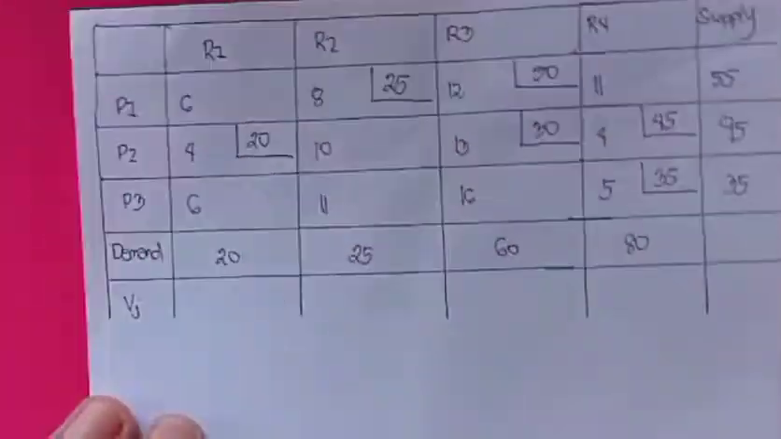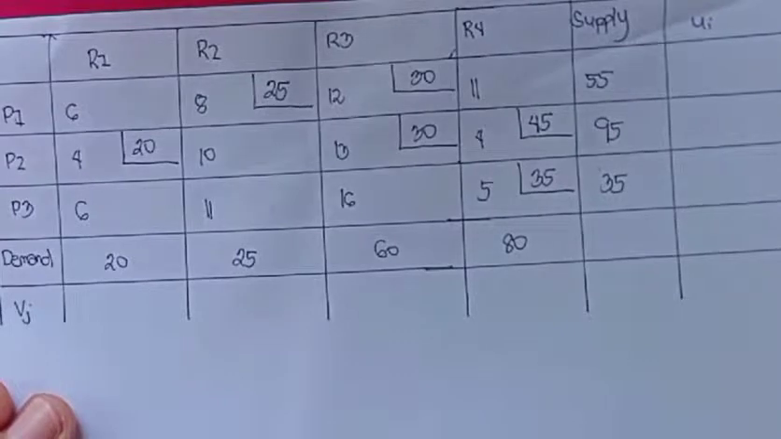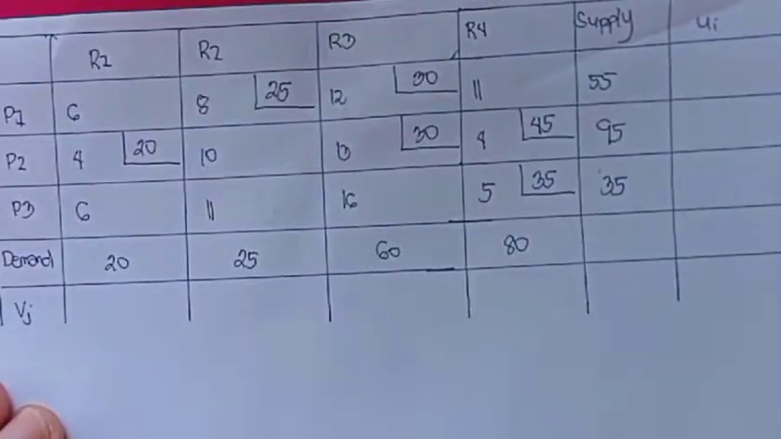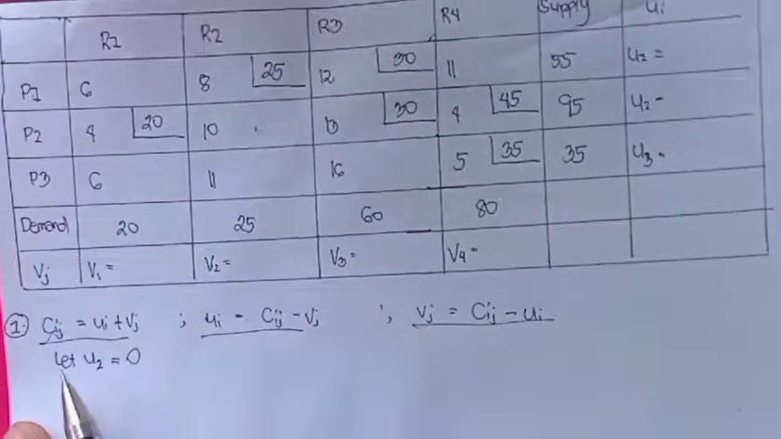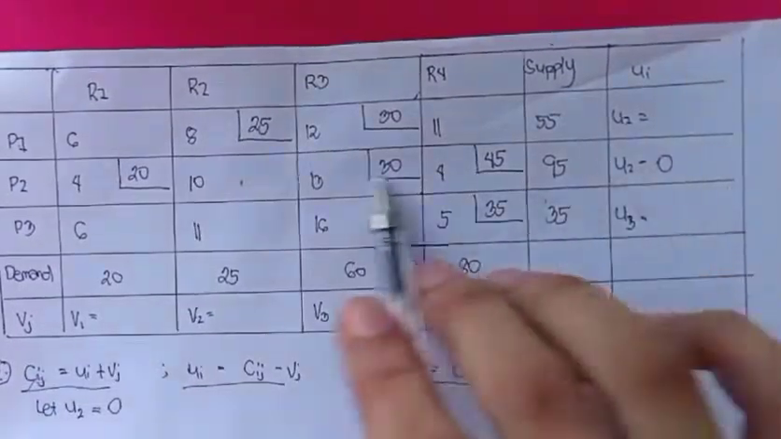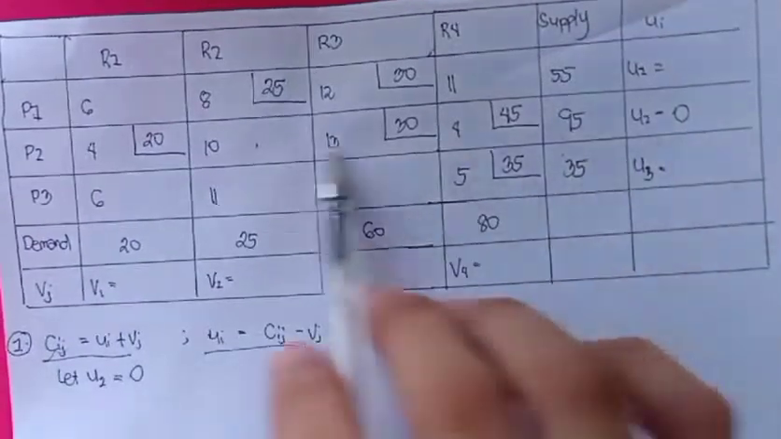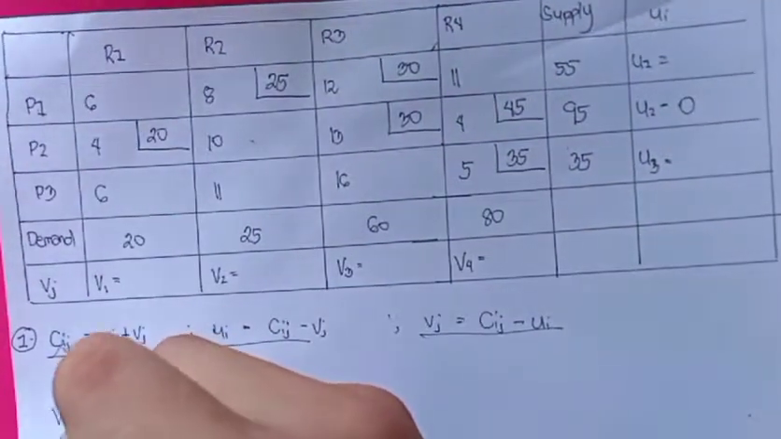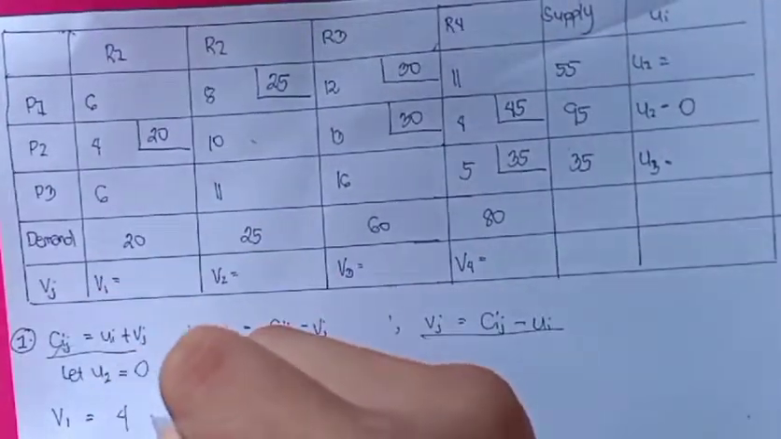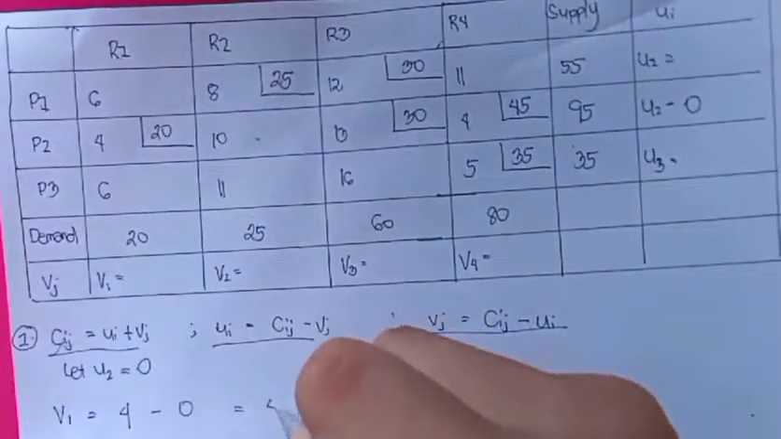So we have a new solution here and we need to go back from step 1 to step 2. So we add a column here for Ui and we add a row here for our Vj. So we need to let U2 is equal to 0. If we let U2 is equal to 0, we can find our V1, our V3, and V4. So we will start first with our V1. Our Cij is 4 and our Ui is 0. So 4 minus 0 is equal to 4.